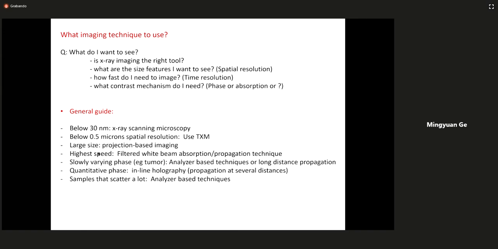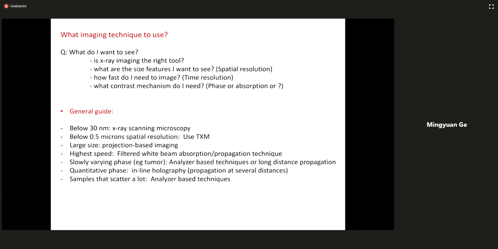And if you really want high speed imaging, that means you need more flux. For this, maybe we don't use monochromatic X-ray beams. We use a wide beam, which has a combination of all the X-ray energies. They give very high flux. So with a wide beam, we can use absorption contrast and propagation based techniques. And if you have very slowly varying phase, like tumors or human cells, we can use the analyzer-based technique or long-distance propagation. This is very sensitive to the phase gradient and gives very good contrast.